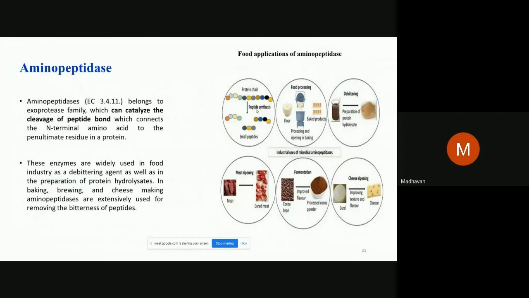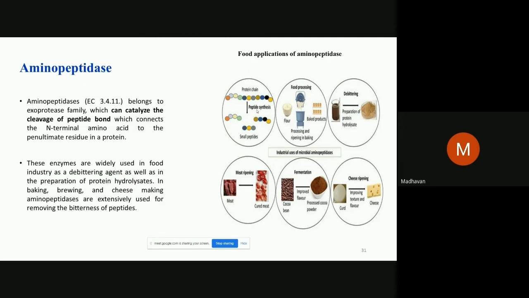And coming to the aminopeptidase. This is a very interesting enzyme. It again belongs to the exoprotease family, which can catalyze the cleavage of a peptide bond which contains a particular amino acid. So it can cleave and remove one particular amino acid from the N terminal. If it is removing leucine, it is known as leucine aminopeptidase. If it can remove proline, it is known as proline aminopeptidase. So it is a substrate specific enzyme, a very interesting exoprotease.